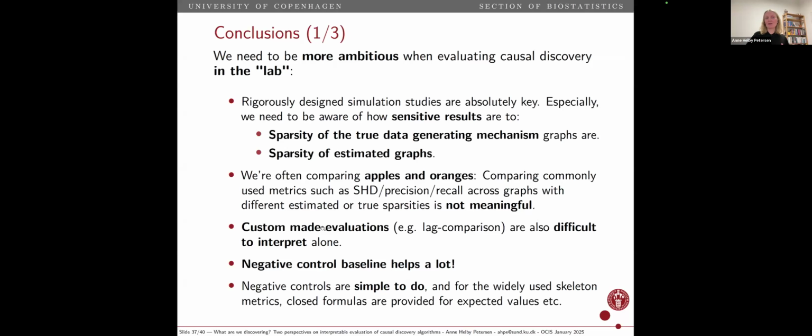I think I also showed that some of the custom-made evaluations you might use for a specific scenario, so for instance, the lag comparison, can also be a little bit difficult to interpret alone. So maybe we can also think about how to help that kind of evaluation. And I think these negative controls can help a lot. They don't say everything there is to say, because it is a very crude null hypothesis, but maybe we need to just first check, are we even doing better than random guessing, and how much so? And they're very easy to do, and especially if you're in this skeleton metric situation, you can just use the closed formula that I provide.